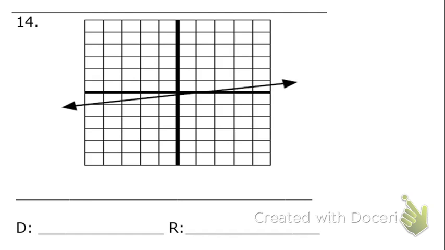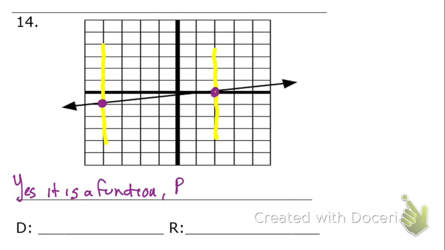If I draw a vertical line here, it only touches the graph one time right there. I could have also drawn the vertical line right here and it only touches the graph one time there. So the answer is yes, it is a function. Okay, it passes the vertical line test, touches once, or one time.